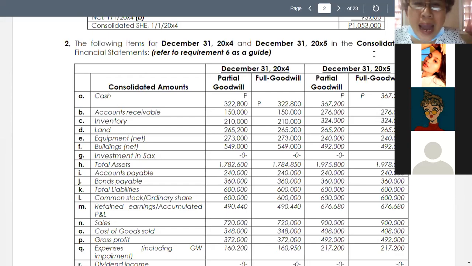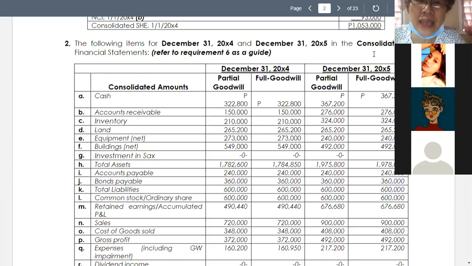So if you add discount on bonds payable, the original amount was 4,800 and we have the amortization in 20x4 of 1,200. The net amount is 3,600, which if you include that among the assets, it will correctly give 1,782,600.